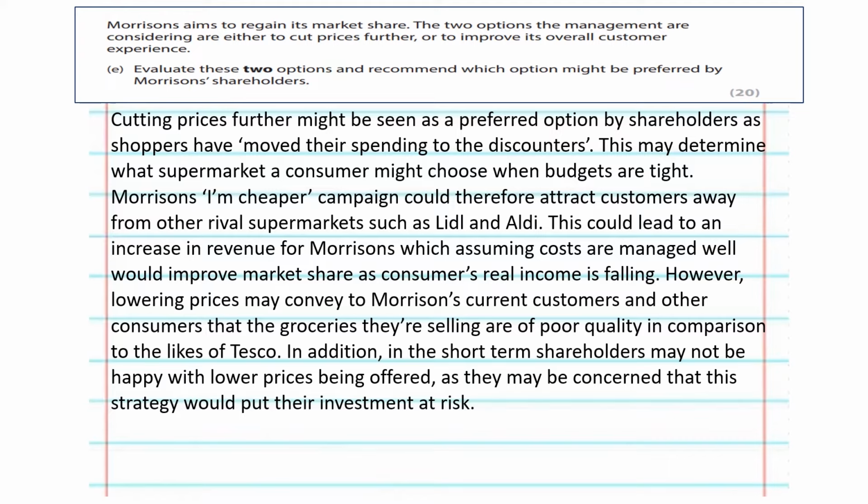However, lowering prices may convey to Morrisons' current customers and other consumers that the groceries they are selling are of poor quality in comparison to the likes of Tesco. In addition, in the short term, shareholders may not be happy with lower prices being offered, as they may be concerned that this strategy would put their investment at risk. So in our first paragraph, evaluating the first option, you can see that there was reference to the case study, analysis was shown. In addition to that, giving mention to the shareholders.